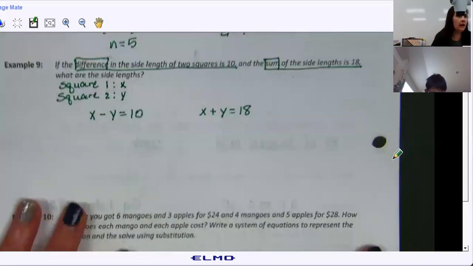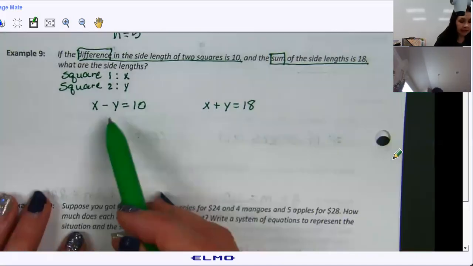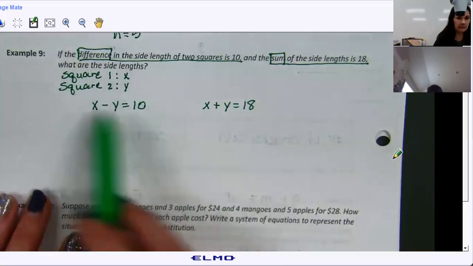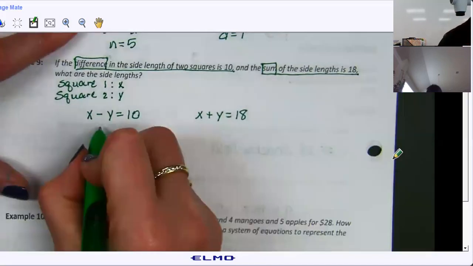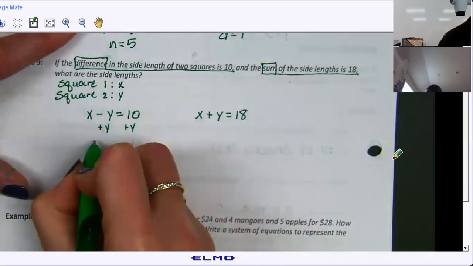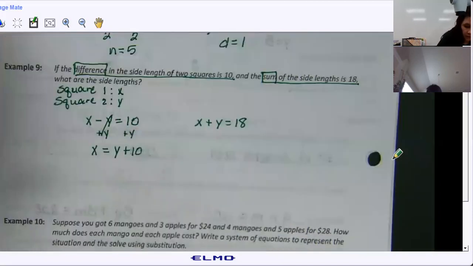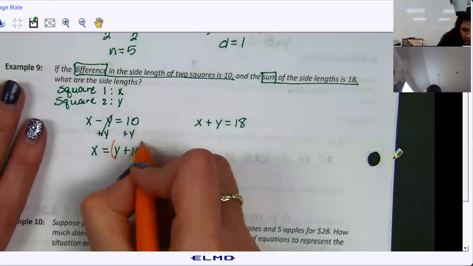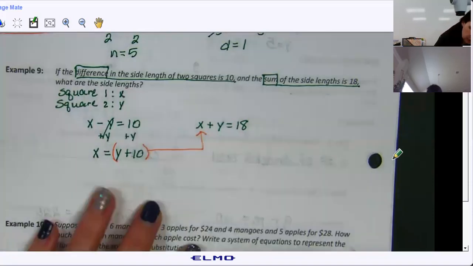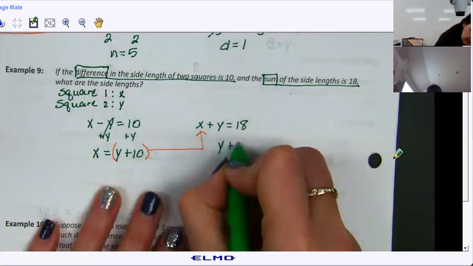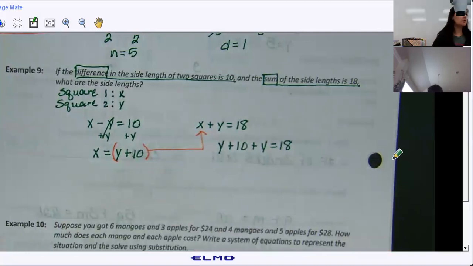Okay. Now, I'm going to give you this one because we are running out of time. We are going to isolate the x in this one by adding y to both sides. And then we are going to plug it into the equation over here. So let's go ahead and work on that. So we're going to take this x and plug it into the equation here. And when we do, we have y plus 10 plus y equals 18. Okay, so I want you to solve for y and then finish solving for x.